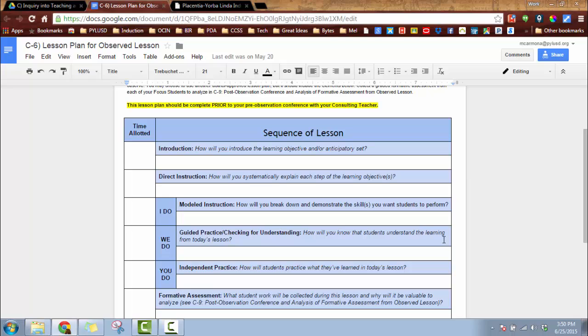Then you'll go through I do, we do, you do. That's when you model instruction. You do some kind of guided practice, and you also check for understanding to make sure all students understand what they're doing. And then you go into an independent practice. So how are they going to practice what they've learned? And I would hope that they would have an opportunity to do that during class and not just for homework.